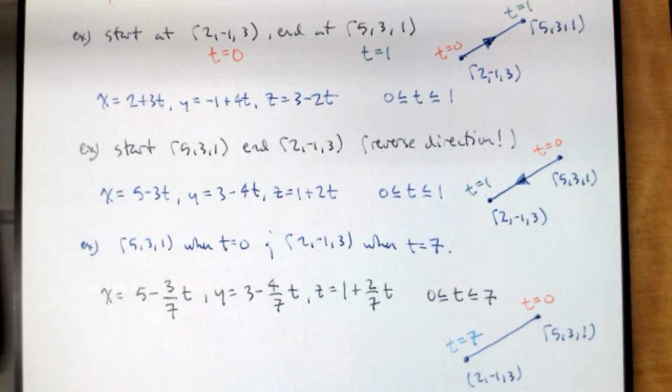Why we like linear equations in describing lines, it's so simple. We need a starting point and a direction. And the direction can be in any ratio.